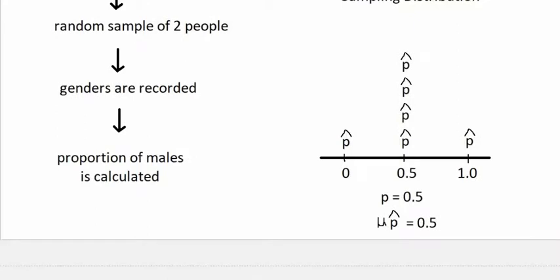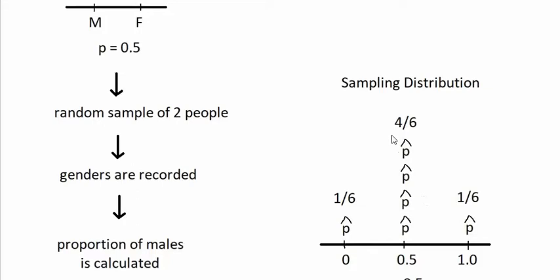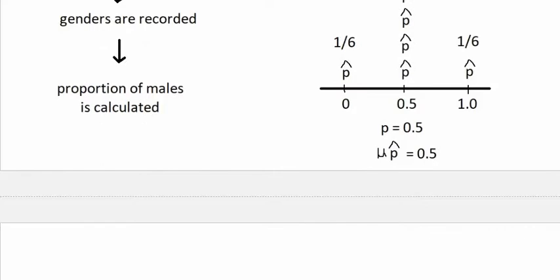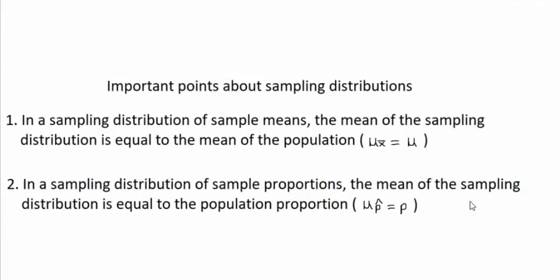Now let's move on to, well, here I have the probabilities just shown above the graph. Let's move on to cover the main points that I want you to know about sampling distributions, and then that'll wrap up this topic. So here's our first point. In a sampling distribution of sample means, the mean of the sampling distribution is equal to the mean of the population. So here are some symbols that I need to explain.